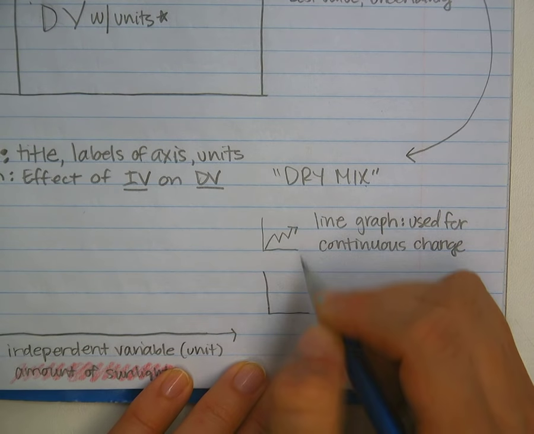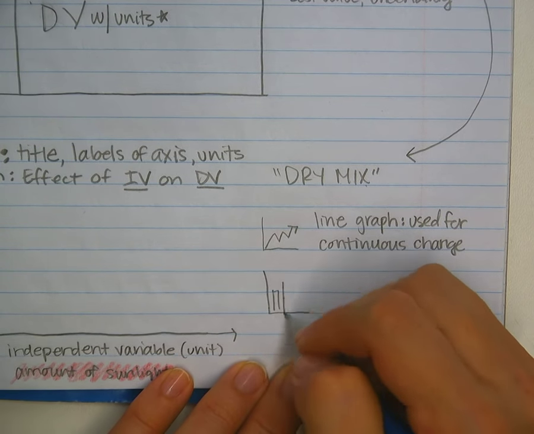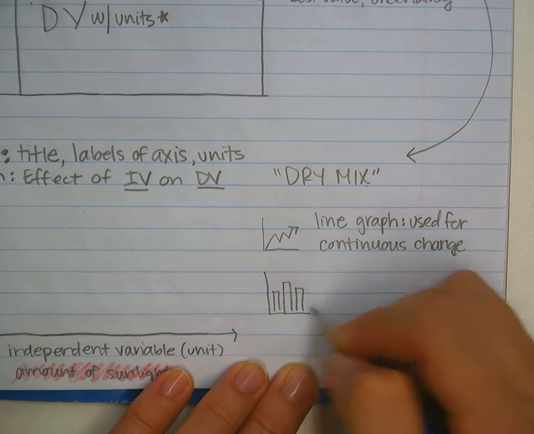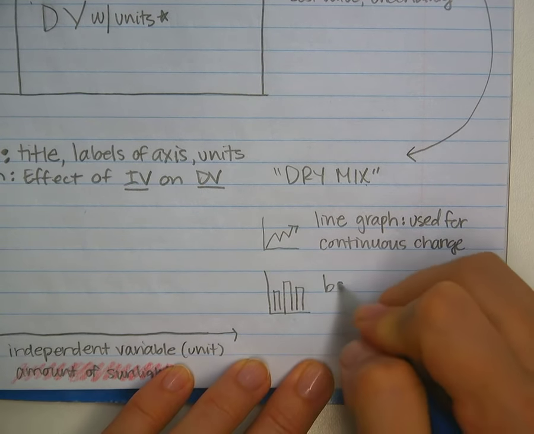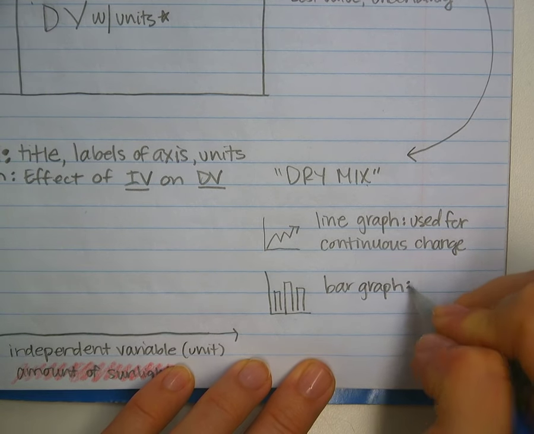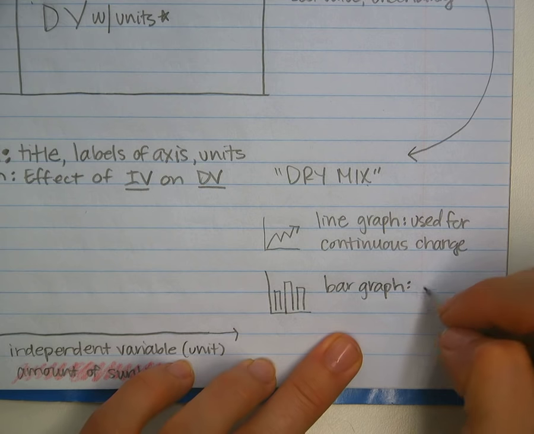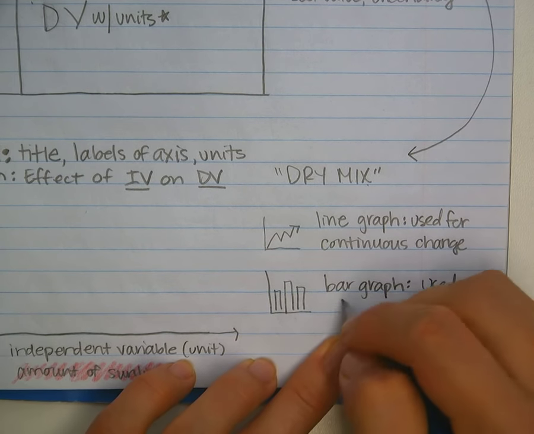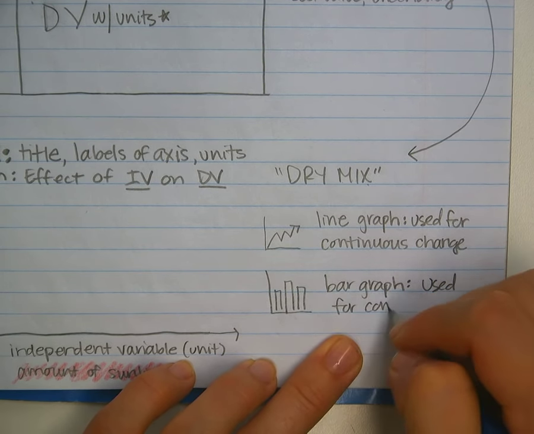The other type of graph that we'll do, probably not as much because they're not quite as official, is a bar graph. And a bar graph is used for comparing.